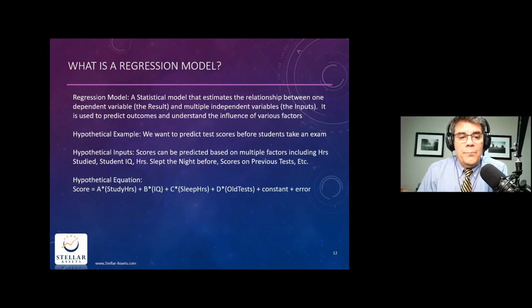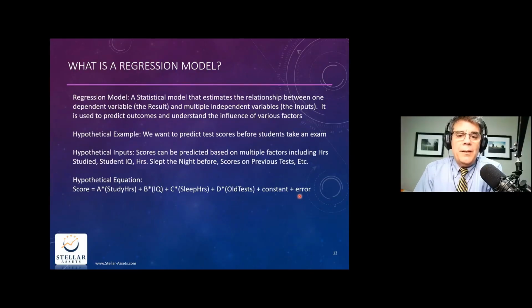And then the form of that model would be the test score is predicted to be some constant that we have to calculate times the number of study hours plus another constant times IQ, constant times sleep hours, constant times old tests, etc.